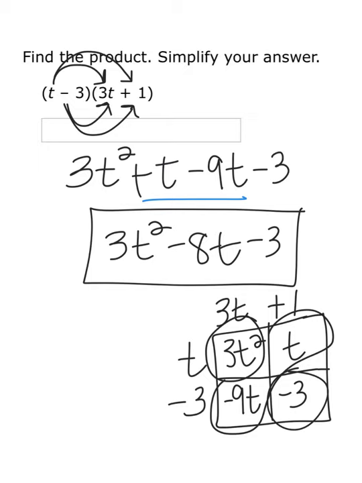The box method kind of reminds me of like a Punnett square. You know, you have like hereditary traits where you have a dominant and recessive trait. I think you've done Punnett squares in science before. So anyways, side note, that's kind of just what it reminds me of. Alright, moving on to another example.